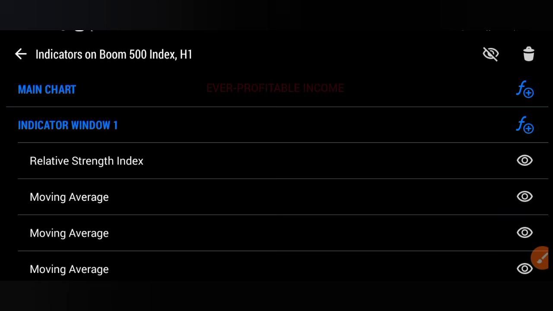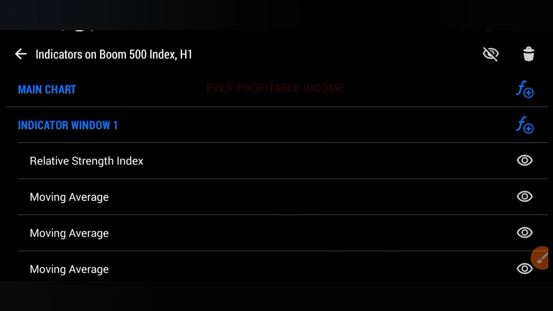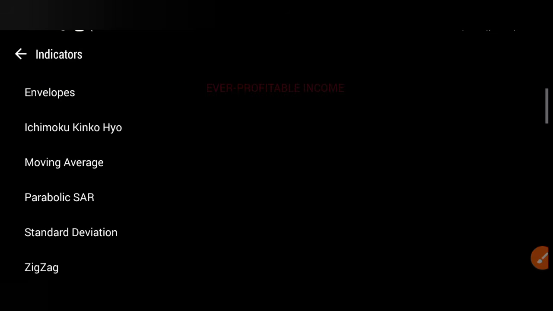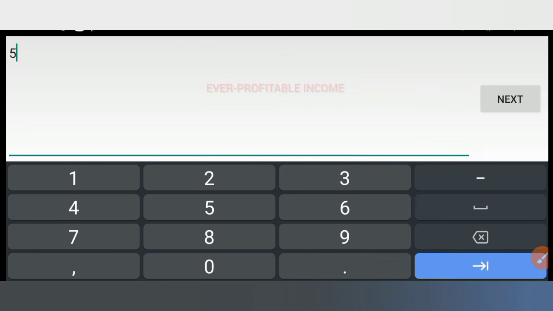Now moving averages 1 to 5 have the same method. Okay, they are all exponential moving averages. But the subsequent ones we are going to add, they are going to have a different method. So now we're adding number 6 moving average right now.